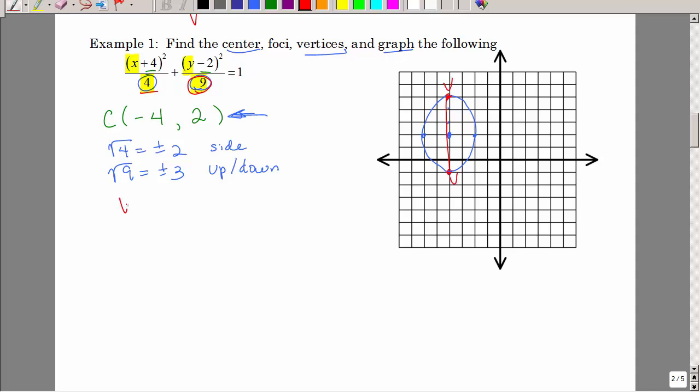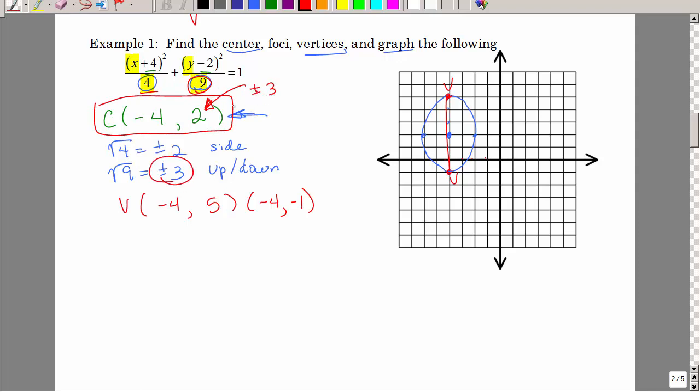Well, what are those 2 points? Just look at the graph. -4 up 1, 2, 3, 4, 5, and -4 down 1. Also, I could have taken the center and from the y value, since I went up and down 3, I could have added plus or minus 3 to 2 and gotten 5 and -1. So now I found the vertices.